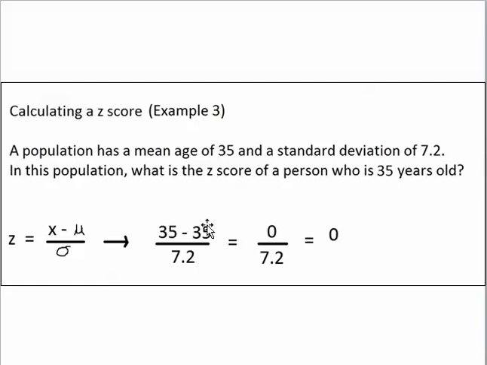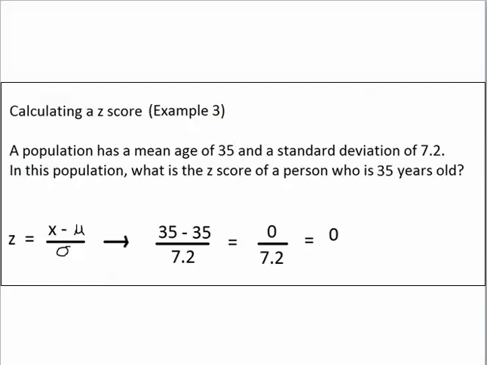35 minus 35 is 0. When we subtract the age of 35 by the mean of 35, we get 0. And 0 divided by the standard deviation is 0. 0 divided by anything is 0. We just showed that this person, who's right at the mean, has a z-score of 0.